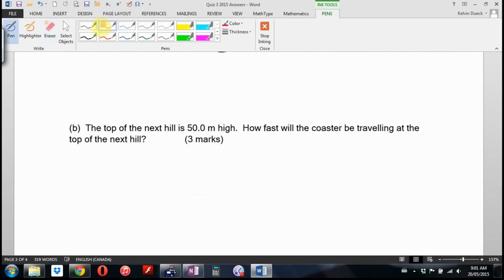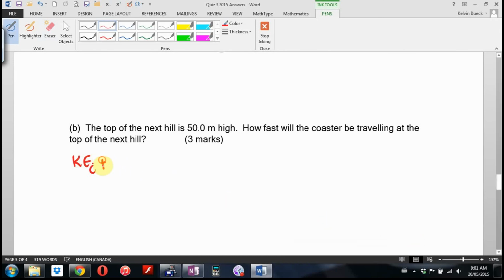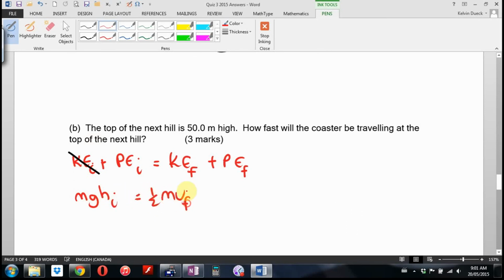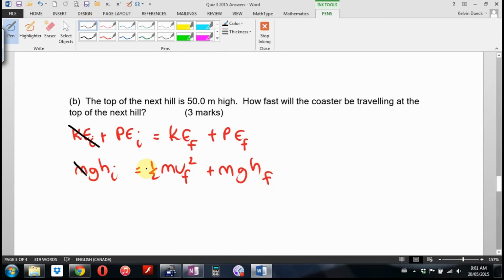So it's going to be kinetic initial plus potential initial, kinetic final plus potential final. Starting out at rest, and I think that's it. I'm not on the ground and I'm not at rest. So it's going to be mgh initial equals a half mv final squared plus mgh final. Okay, do the masses cancel here? Why, yes they do. Are you going to ask me every time I should do it? Maybe.